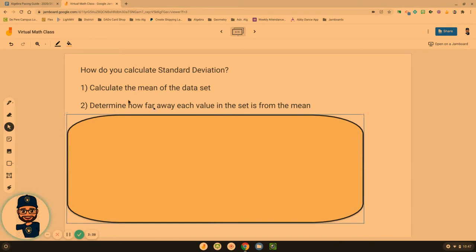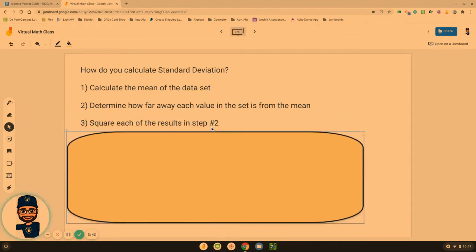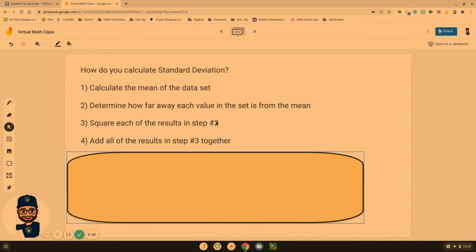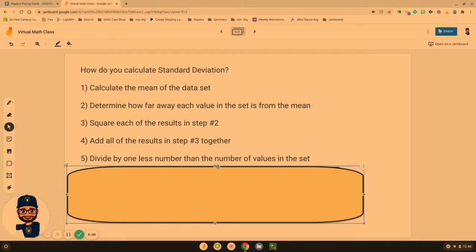After we have done step 2 and found out how far away each value is, we then square each of those numbers. So if it was 1 away, I do 1 squared, and I get 1. If it was 2 away, I would do 2 squared to get 4, and so on. Once we have step 3 done, we're going to add all of these results from step 3 together, right? Add all of those numbers together. Once we've added all of those numbers together, we're going to divide by one less than the number of values in the set. So if there were 10 numbers altogether in the set, I would divide by 9.